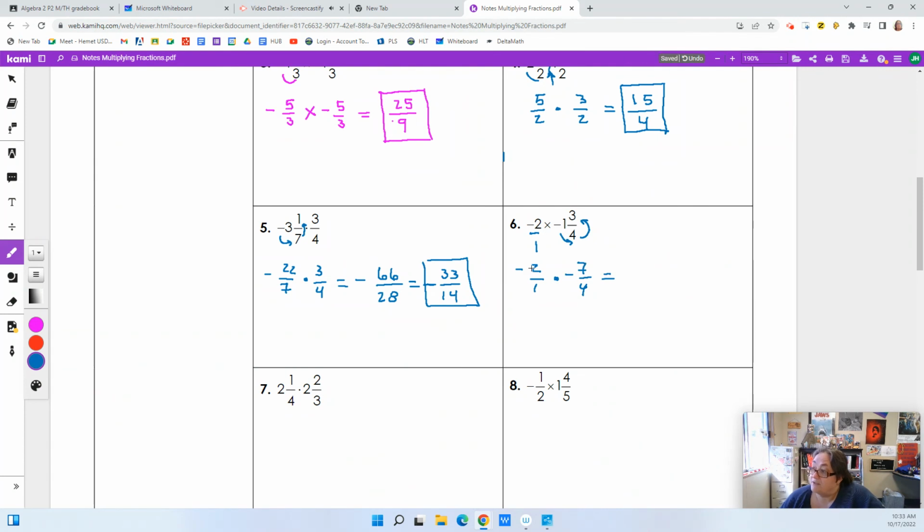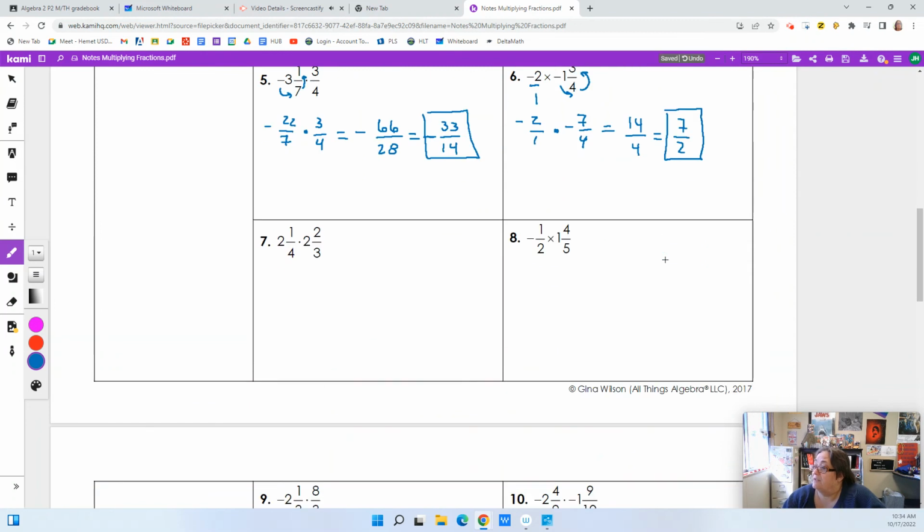So we know it's going to be positive. So 7 times 2 is just 14. 4 times 1 is just 4. Oh, we can definitely simplify that, right? Because everything's divisible by 2. 14 divided by 2 is 7. And 4 divided by 2 is 2. So we've simplified that problem.